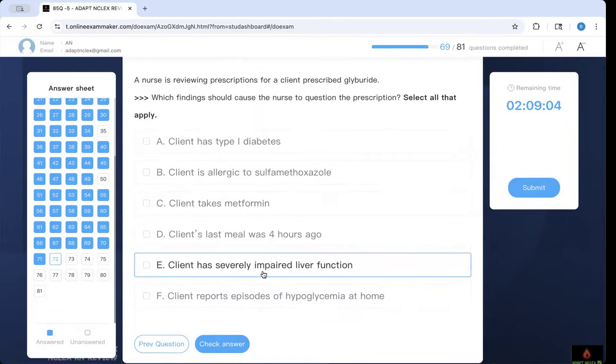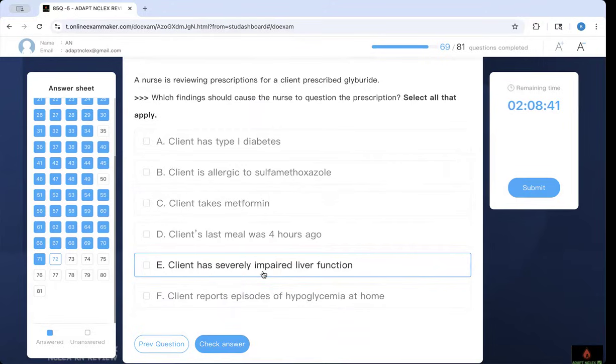And this is reviewing a prescription for a client prescribed glipizide. Which findings should cause the nurse to question the prescription? First, identify what is glipizide. It is an anti-diabetic medication. Then select all that apply. What do you think? Client has type 1 diabetes. Should you question the use of glipizide? Client is allergic to sulfur drugs.